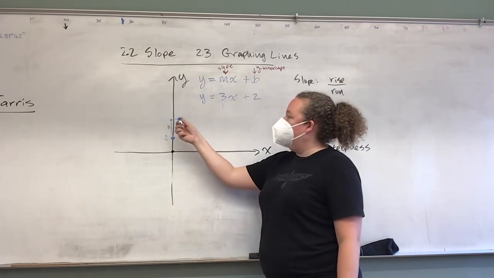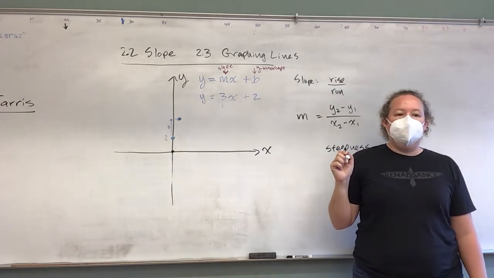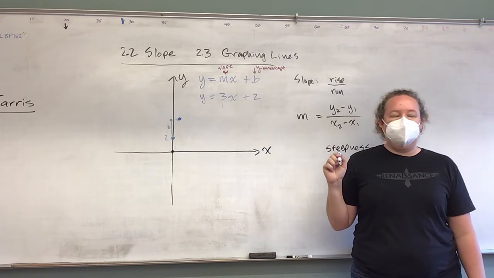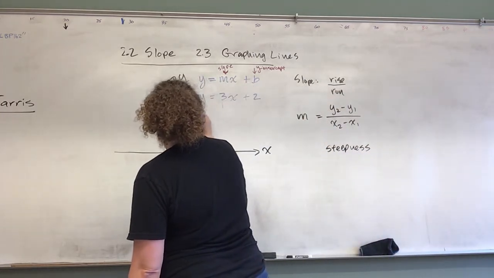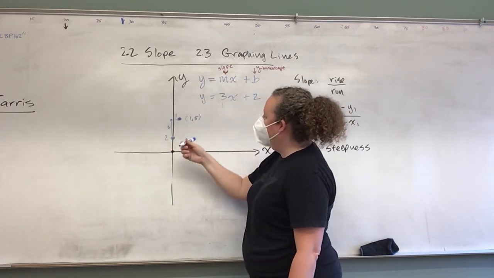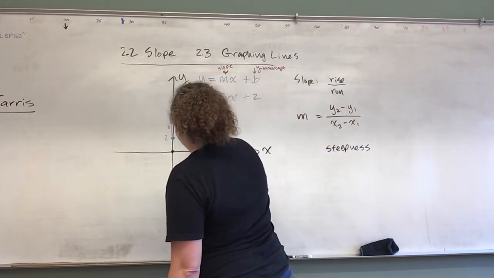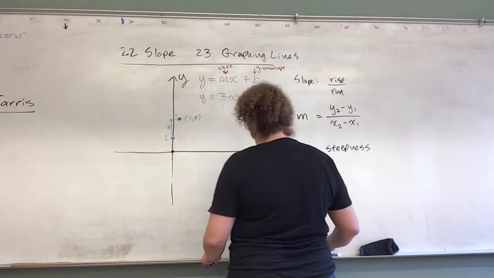What are the coordinates of this point right here that I just marked? What are the x, y coordinates of that point? 1, 5. Yeah, 1, 5. 1 because we've gone over 1, and 5 because we started at 2 and we went up 3. And then any 2 points determine a line.